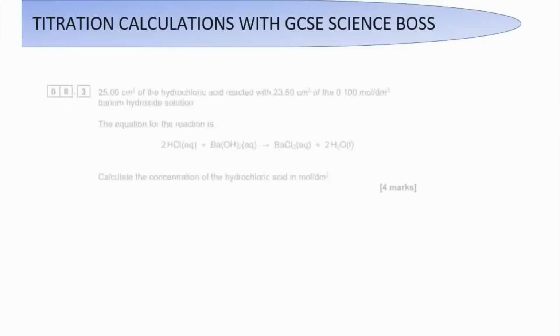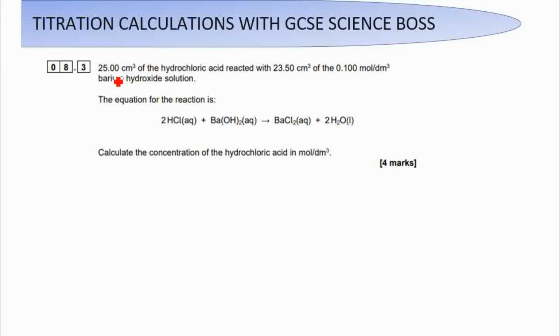Here is a question. You have 25 cm³ of hydrochloric acid, and it is reacted with 23.50 cm³ of 0.100 moles per dm³ barium hydroxide solution. Now I know it sounds a lot, but let's dissect this.